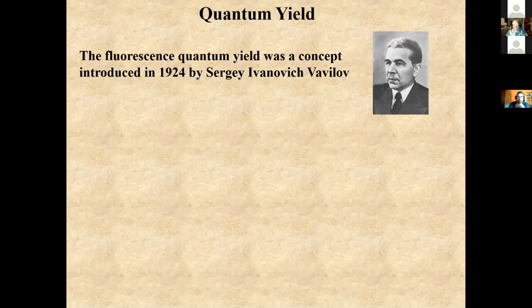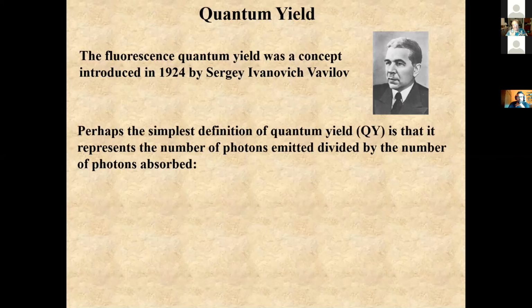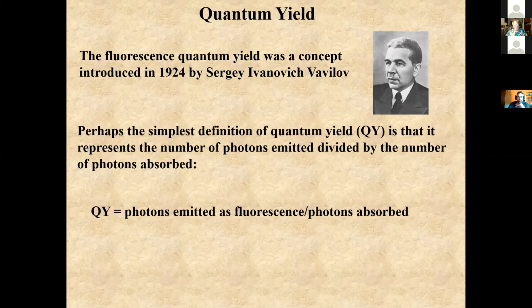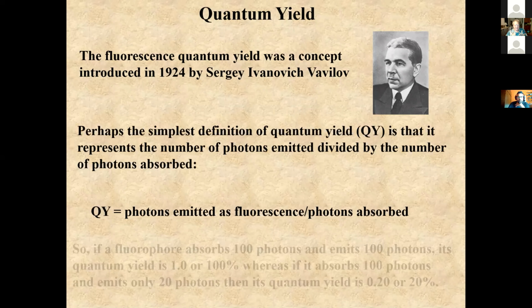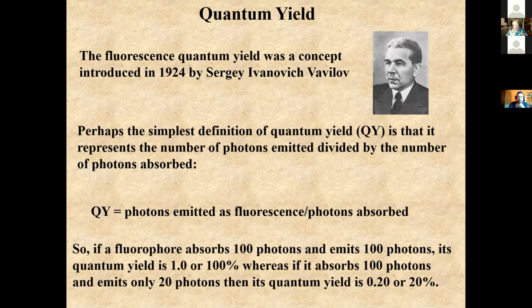Now, the quantum yield was a concept introduced in 1924 by Sergei Vavilov, and the simplest definition is that it represents the number of photons emitted divided by the number of photons absorbed, as we see here. And notice you can't say the energy emitted over energy absorbed because of the Stokes shift. They always have different energies. So, for example, if a fluorophore absorbs 100 photons and emits 100, the quantum yield is 1 or 100%. If it absorbs 100 and emits 20, the quantum yield is 0.2 or 20%.